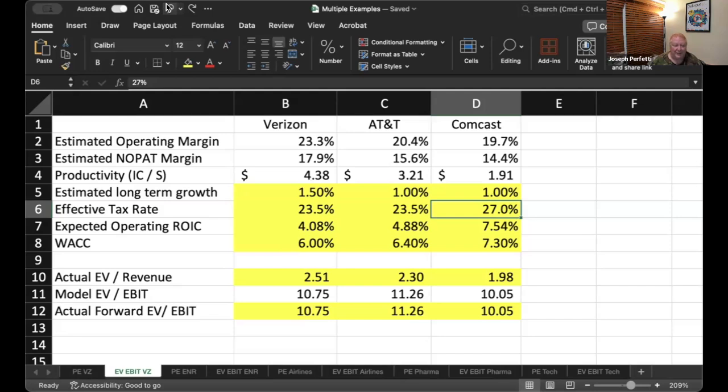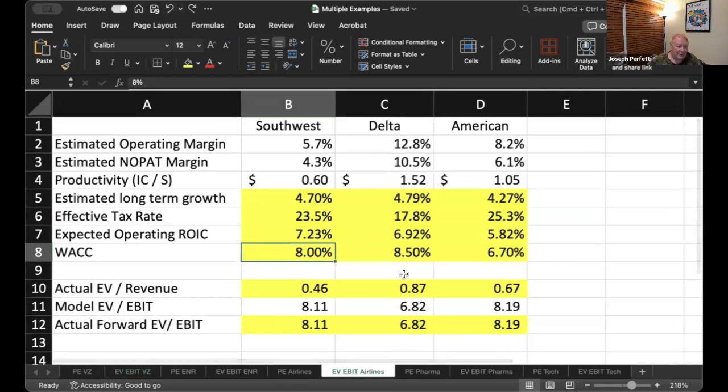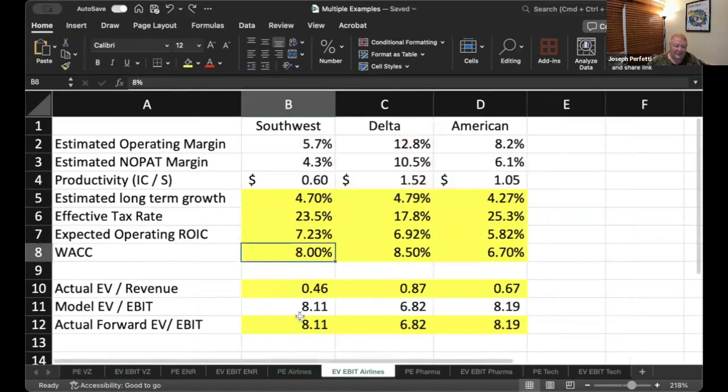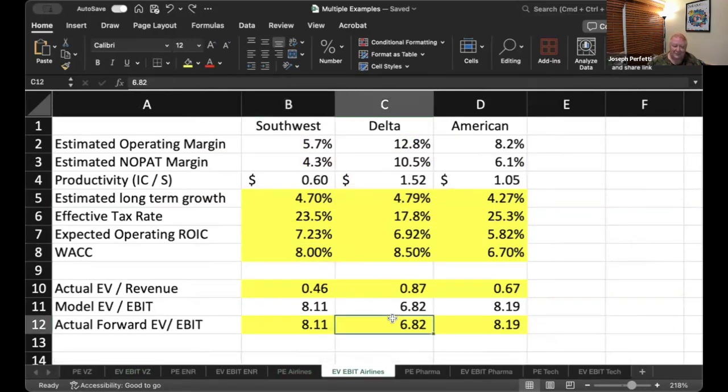All right, multiple number 3, EV to revenue. I'll go back to the airlines. So all these multiples, another way of saying it, the simple version: if I drive $1 of EPS, it should mean $10.72 of value. Dollar of EPS, $5.85 of value. Dollar of EPS, $3.39 of value. Dollar of EBIT, $8 of enterprise value. Dollar of EBIT, $6.82 of enterprise value. Dollar of EBIT, $8.19 of enterprise value.